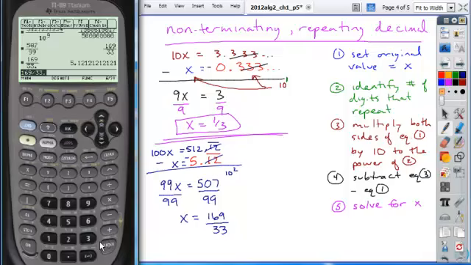And is that what I was expecting it to be? Is the 1, 2's repeating? Yeah. So this is my solution.